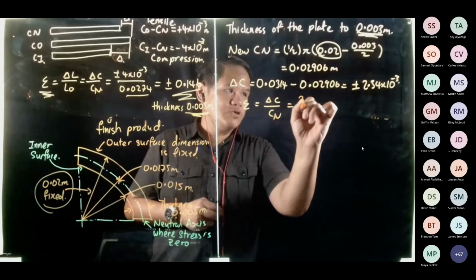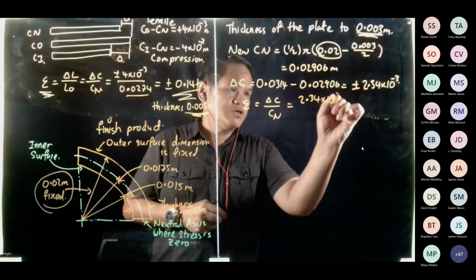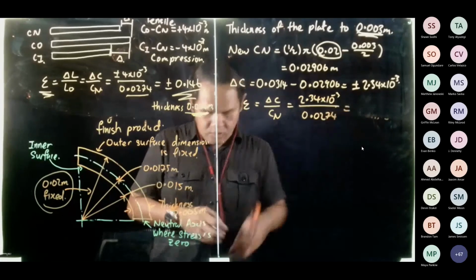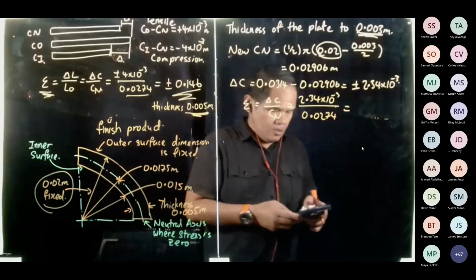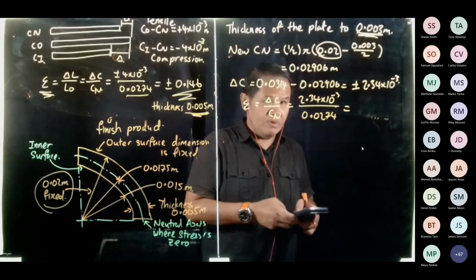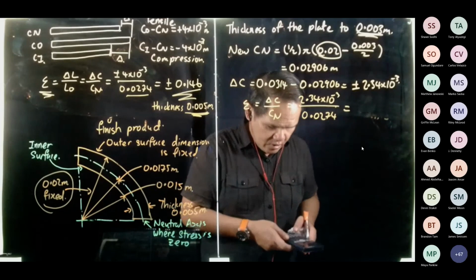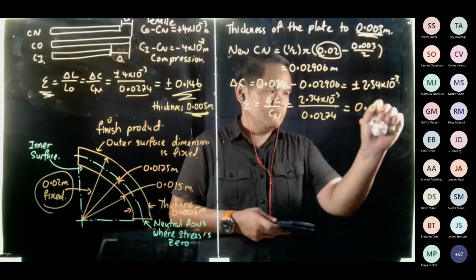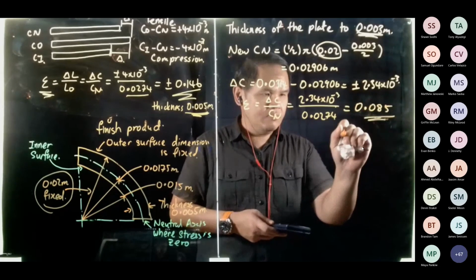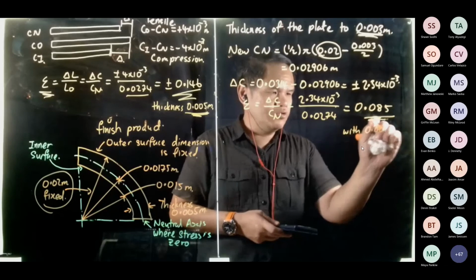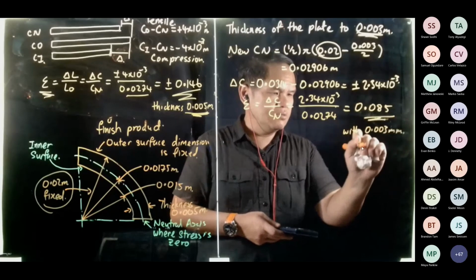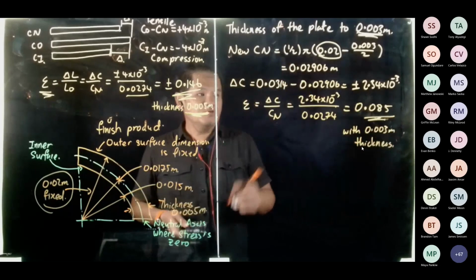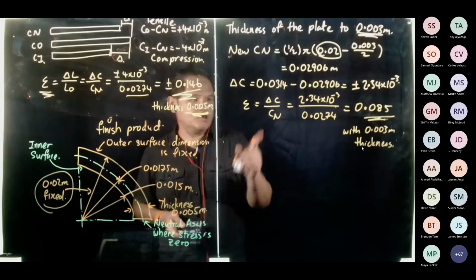So this is equal to 2.34 times 10 to the power minus 3 divided by 0.0274. This will be equal to 0.085 strain with 0.003 meters thickness. Okay, so you can see by changing the thickness, your strain has been what?